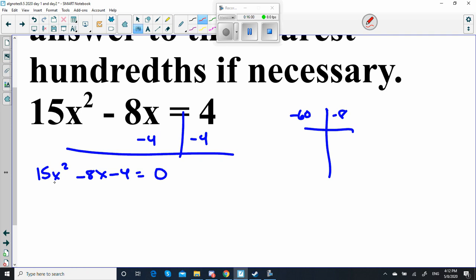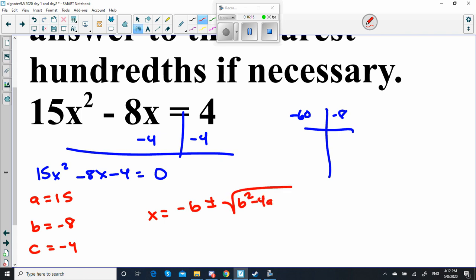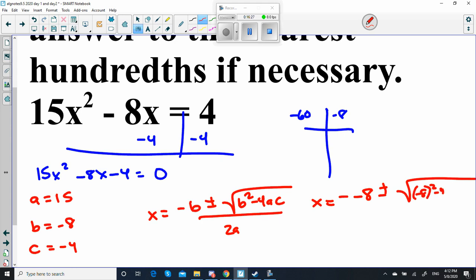Got our equation in standard form. So A is 15, B is negative 8, and C is negative 4. And my formula: negative B plus or minus the square root of B squared minus 4AC, over 2A. All right, so let's plug. X equals negative 8 plus or minus the square root of negative 8 squared minus 4 times 15 times negative 4, over 2 times 15. Okay, so my B went in for B twice, A went in, C went in. I think we're in good shape.